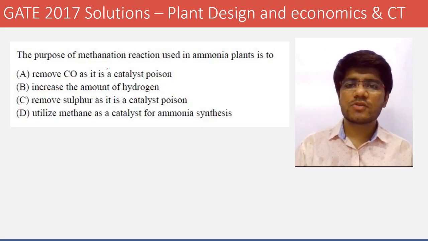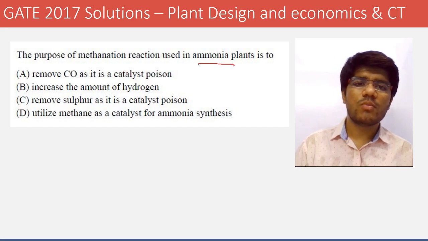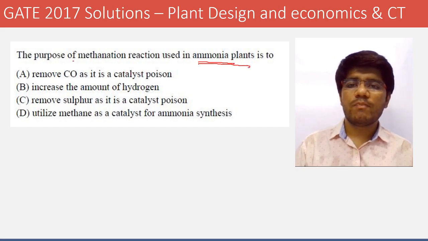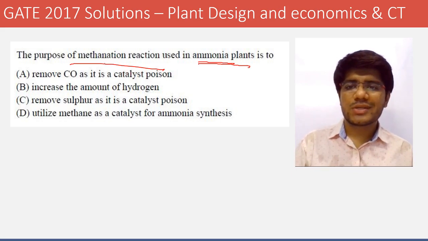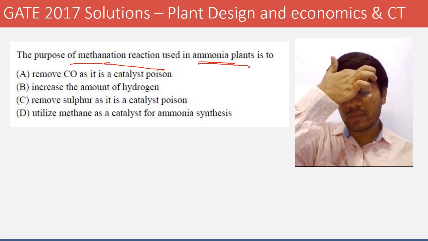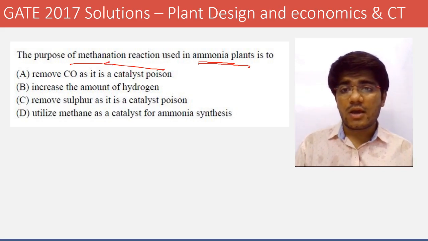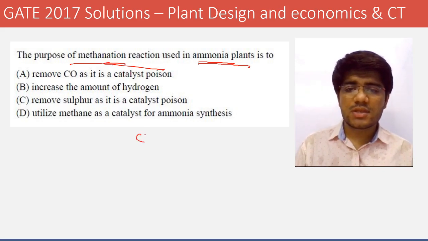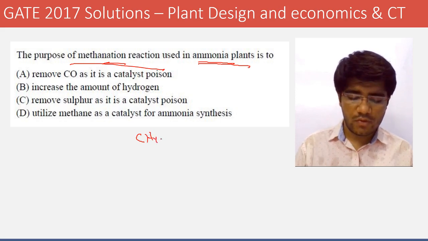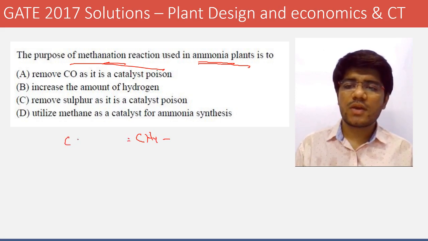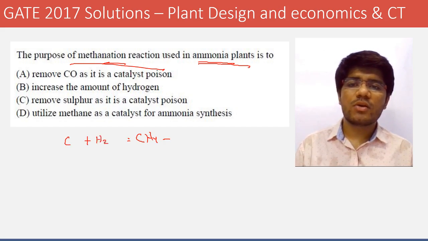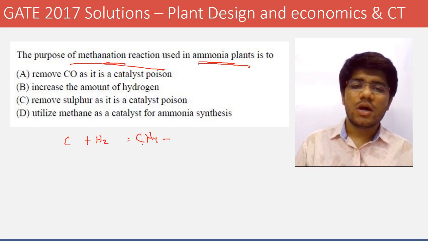The next question is, the purpose of the methanation reaction used in an ammonia plant is to. So this is a question you can do only if you know the methanation reaction. But yes, in the methanation reaction definitely methane, CH4, will be formed. CH4 will be formed only when we have some carbon plus hydrogen. So if we have carbon plus hydrogen, then only we can make CH4.